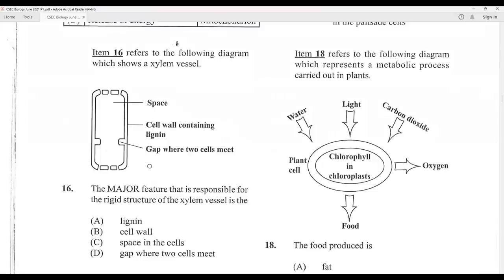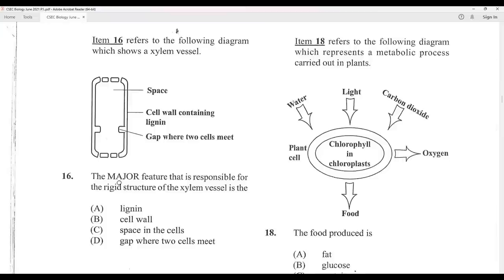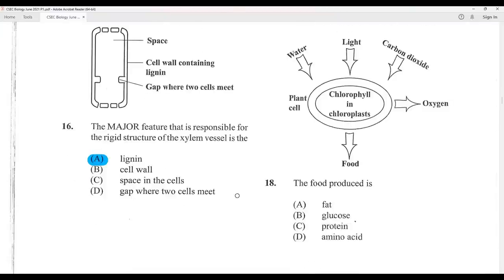We see the space, remember xylem vessels are dead, so they have no nucleus. The major feature that is responsible for the rigid structure of the xylem vessel is the lignin that is formed in the cell walls. I mean, all plants have cell walls, but all of them are not rigid. It's because of this lignin that they become rigid.